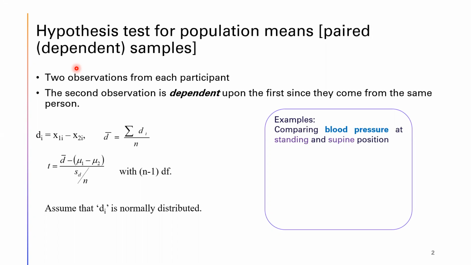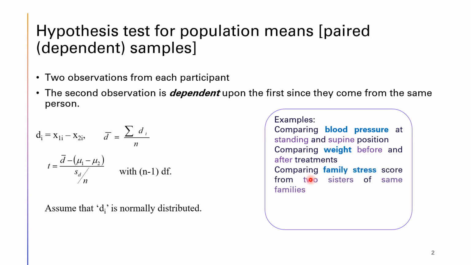We have different examples of the dependent sample test. One is comparing the blood pressure in the standing and the supine condition. So we are obtaining two observations, one standing and one supine, from the same person. That is why it is called a paired sample. And comparing the weight before and after the treatment.